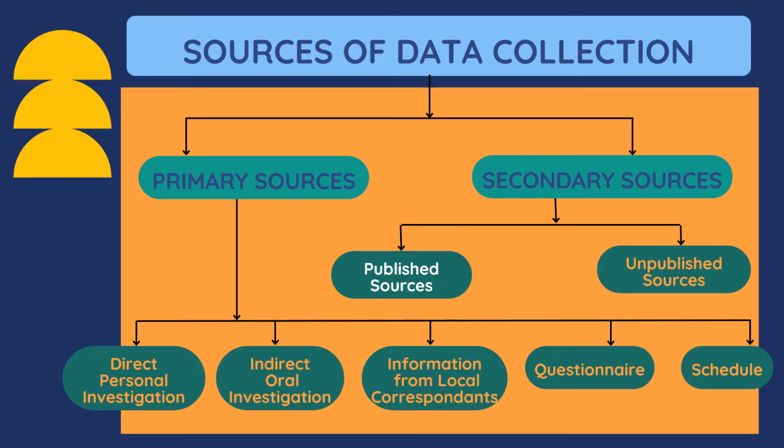Primary sources are direct personal investigation, indirect oral investigation, information from the local correspondent, questionnaire and schedule. And these five types of primary sources we have studied in the previous video, that is part 1 of sources of data collection. If you haven't watched that video, you can go and watch that video as these are very important. In this video, we are going to focus on the second part, that is the secondary sources. The secondary sources can be bifurcated in two ways, that is published sources and unpublished sources.